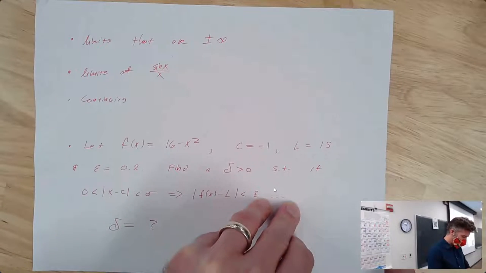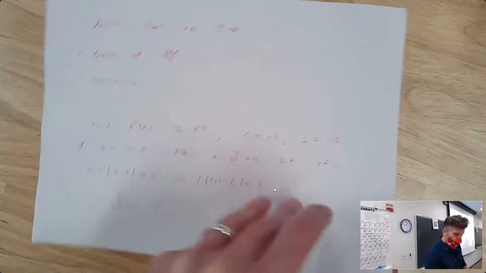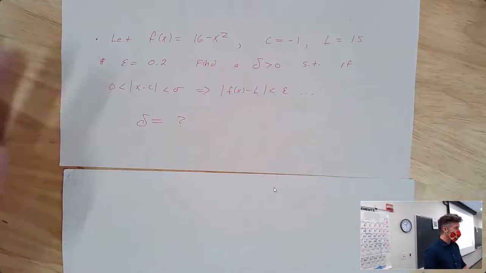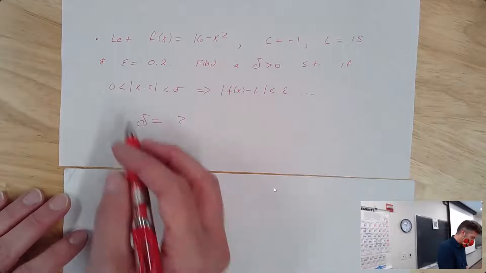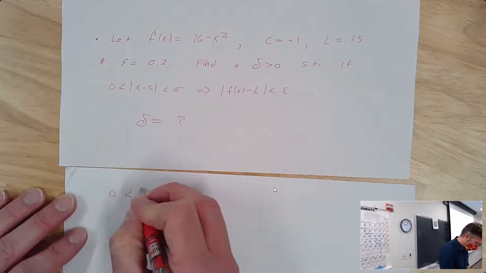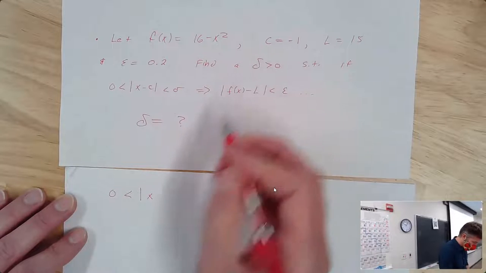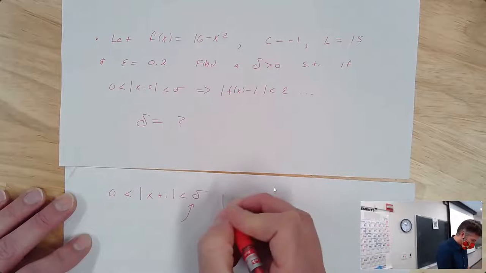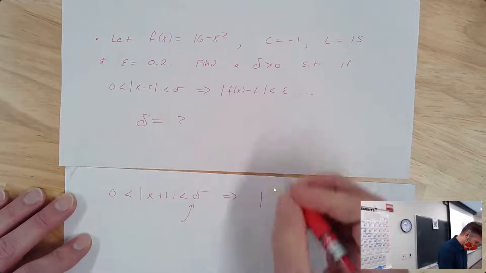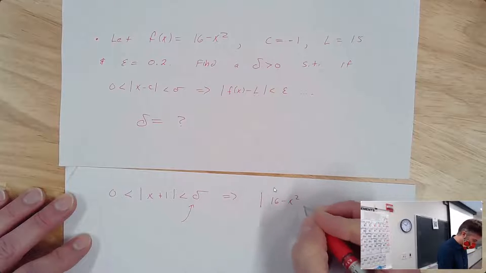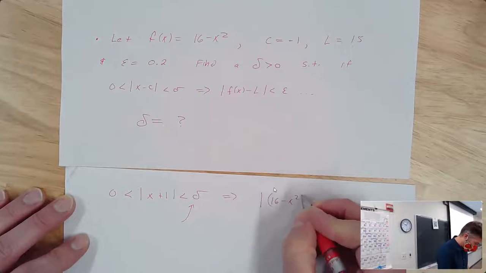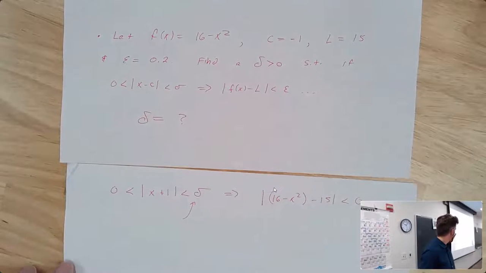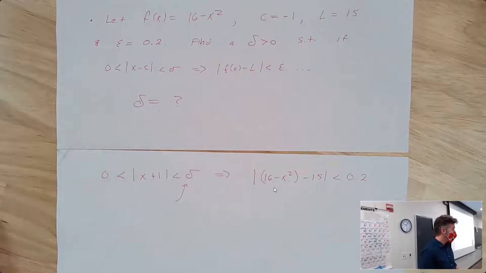And if I was doing this, the first thing I would do would be to rewrite everything with all the numbers plugged in. So I'm going to rewrite this as: I want 0 to be less than the absolute value of x minus minus 1, be less than delta. That's what I'm looking for. And I want that to imply that the absolute value of f of x minus 15 is less than 0.2. Great. We can work with that.